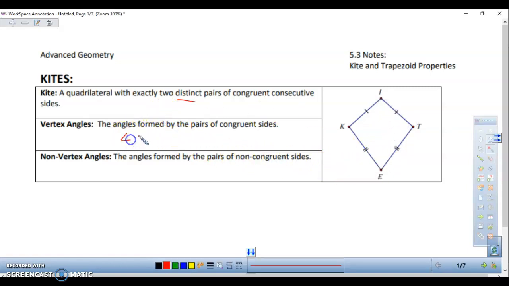So in this diagram, that would be angle I and angle E. And then if those are the vertex angles, not so scientific, we call the other ones non-vertex angles. That would be angle K and angle T, and those angles are formed by the non-congruent sides. So it's really important that if I give you a problem and say kite ABCDE with vertex angles A and C, or whatever I say, you understand how to draw it and know which part is which. So pay close attention: vertex angles are the angles between the congruent sides, and non-vertex angles are the angles between the non-congruent sides.